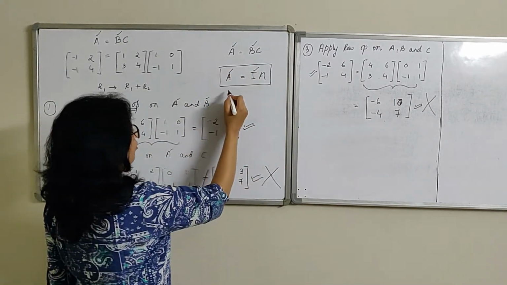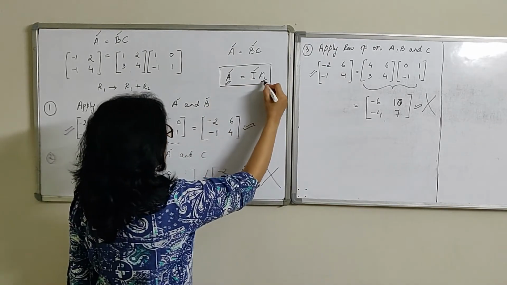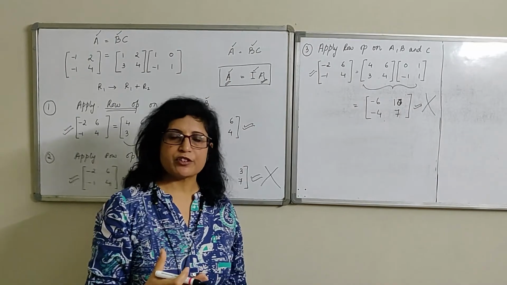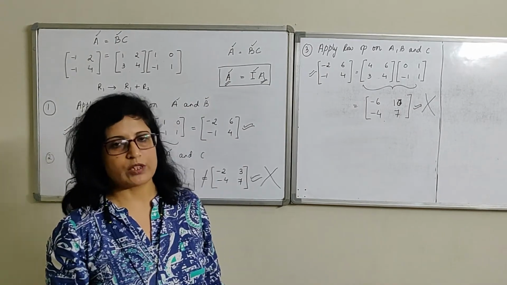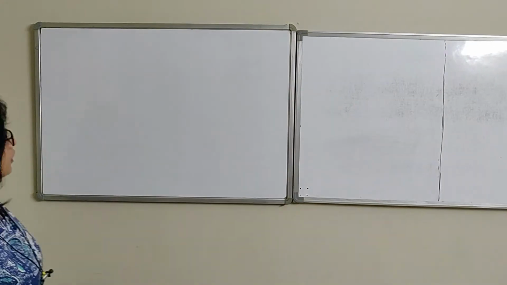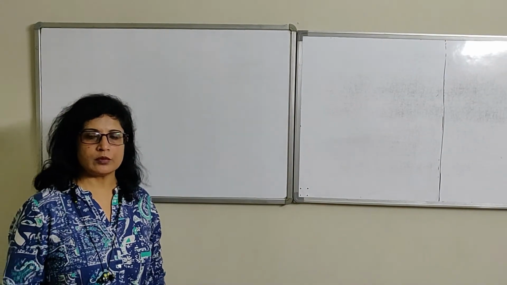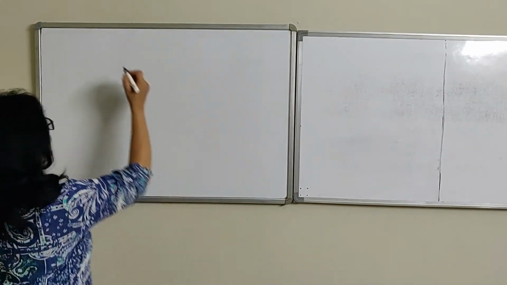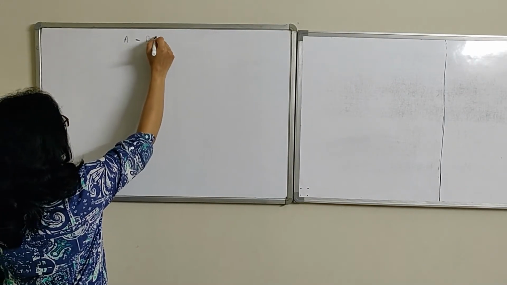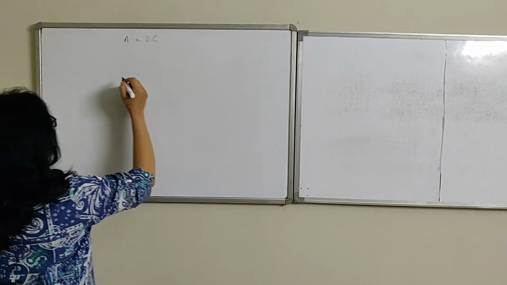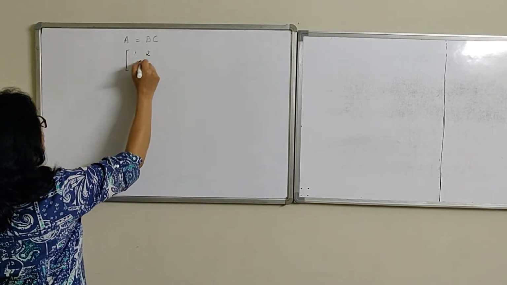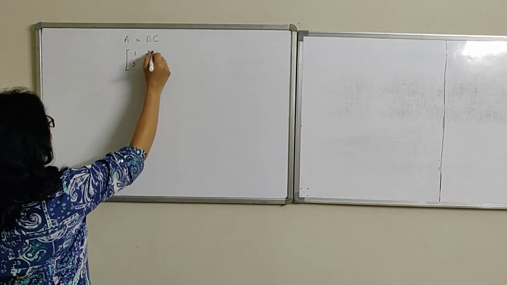In case we perform a row operation on this matrix and this matrix, it simply leads us to an equality of matrices but does not help us to find the inverse of the matrix. Now, to perform the column operations, the matrix equation is A is equal to BC, and let us take matrix B to be 1, 2, 3, 4.